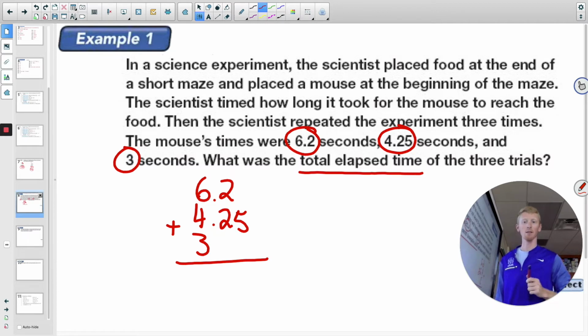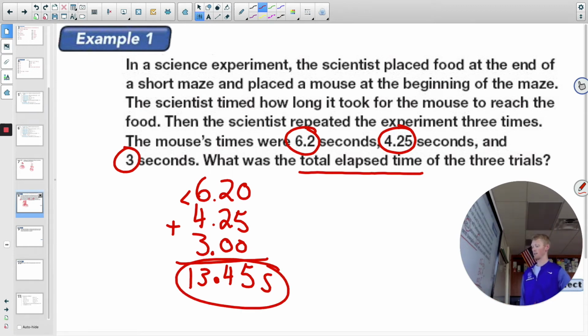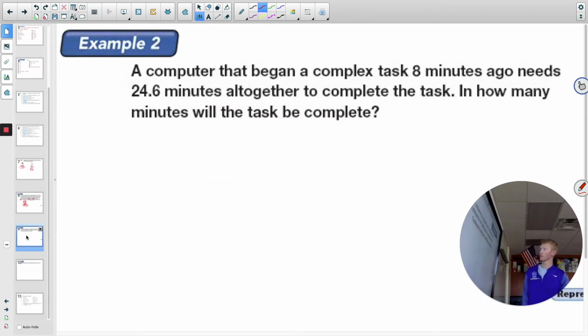If you would like to make it easier, you can fill in the rest of these with zeros. Because like I said, after the decimal, it does not affect the value of the number. So now I can add them all up. So I have 5, I have 4, my decimal stays in the same spot, and then 6 plus 4 is 10, and then plus 3 is 13. And there I have it. So my total elapsed time of the 3 trials is 13.45 seconds. All right, and another example here. Let's go on to example 2.